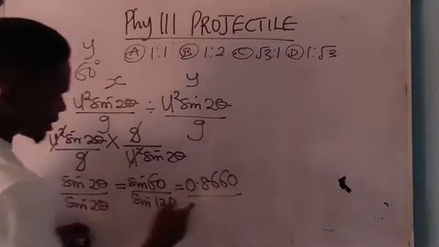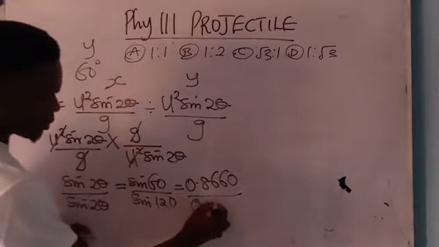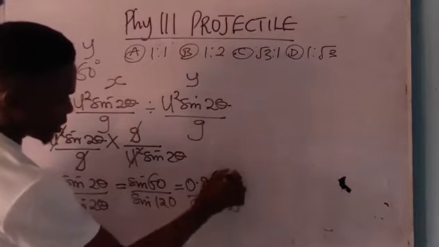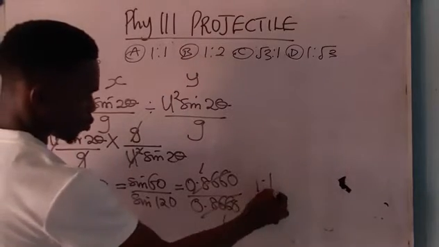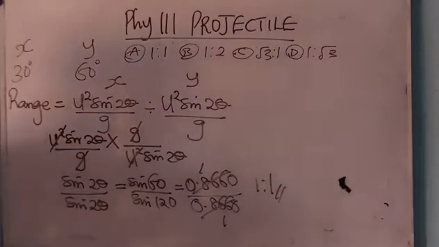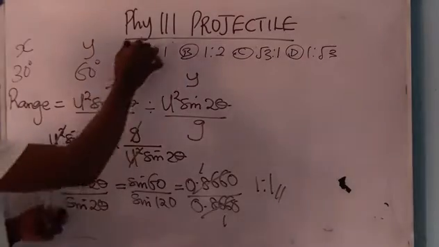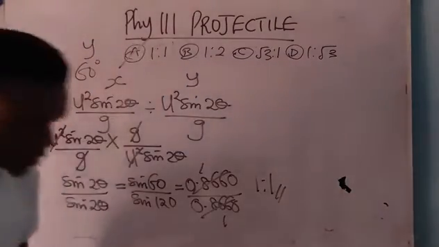So sine 60 is 0.8660. Then sine 120 is the same thing, 0.8660. So now it will be 1 to ratio 1. It is very, very easy. So the answer is A.